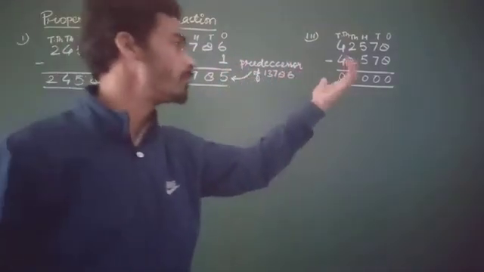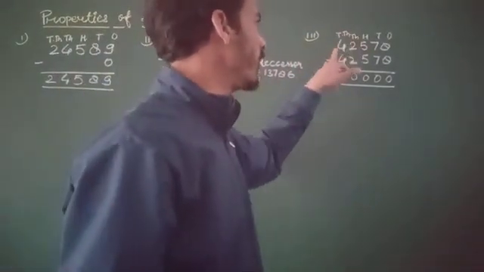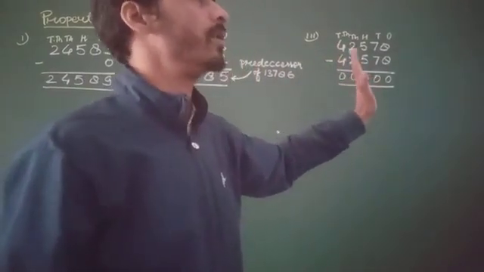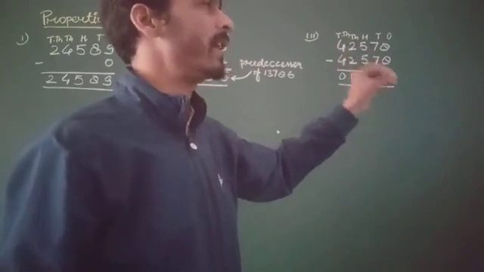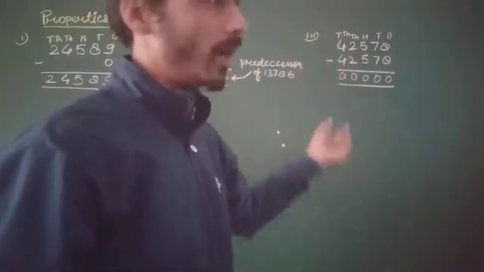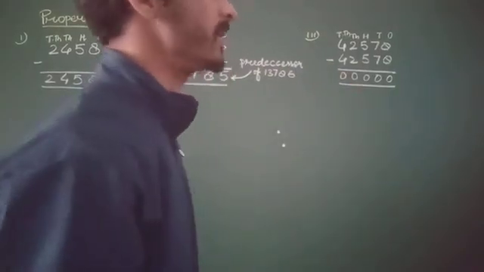Now the next property: when a number is subtracted from itself, the difference is 0. 5 minus 5 is 0, 10 minus 10 is 0, 100 minus 100 is 0. When a number is subtracted from itself, the difference is 0.